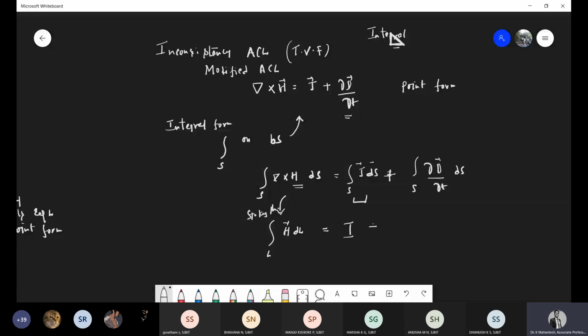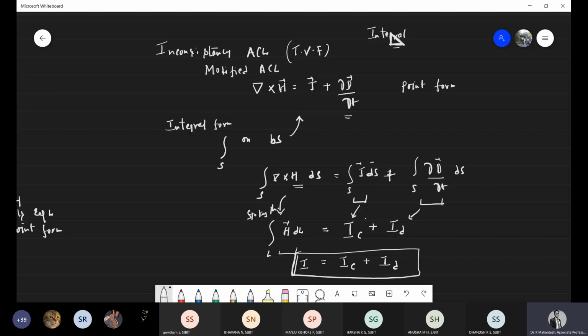And now I'll call this integral coefficient, that is surface integral of dou D by dou t, as I_D. Therefore, I could write the total equation as, and I'll call this conduction current and this displacement current. So what is the line integral of H dl? It is the total current, which will be equal to the conduction current plus the displacement current. So you remember this.